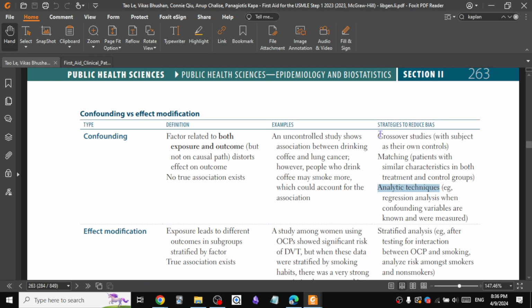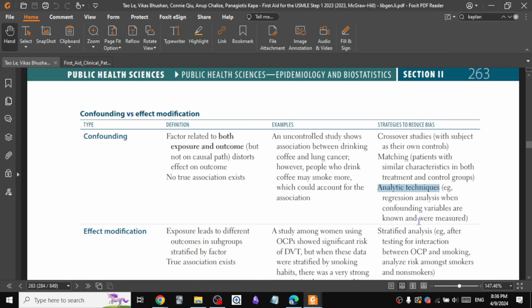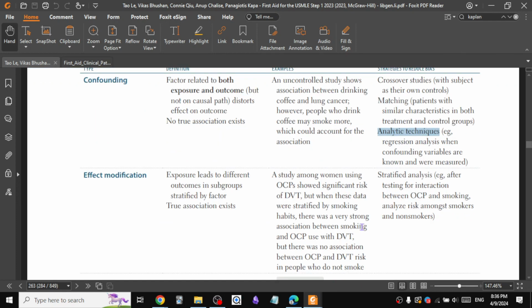And if they put crossover studies, matching, analytic techniques, or stratified analysis in one group, they don't know how to differentiate amongst them. I don't know the question, but I'm just showing you what they can do, right? So now you understand confounding.